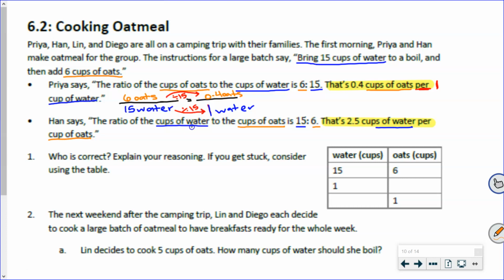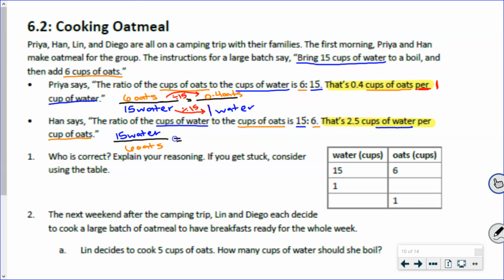And in-person students who are using the classroom set of calculators, you probably need to force it to a decimal to get there, right? Control Enter. Now let's set up this other problem in the same way. So again, we're setting it up with the information that's given. That is 15 cups of water per 6 cups of oats.